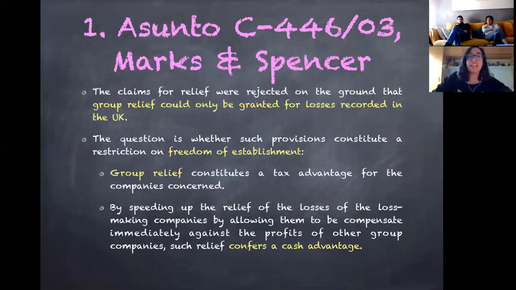The claim made by Marks and Spencer for relief, or to create this group of companies for tax purposes, was rejected by the tax authority of the United Kingdom on the ground that group relief could only be granted for losses recorded in the United Kingdom. So taking into account that those subsidiaries did not operate in the United Kingdom, those losses were not created there. These losses were created in Belgium, France, and the other countries in which these subsidiaries act.